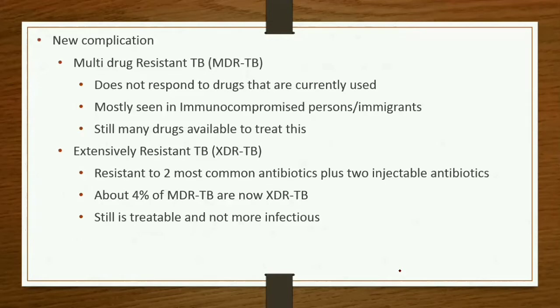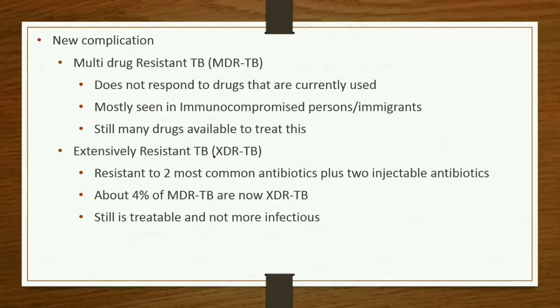In tuberculosis, new complications are found. The first one is multi-drug resistant TB. That is, we take a number of antibiotics but the patient does not respond properly and the disease is not cured. So multi-drug resistant TB does not respond to the drugs that are currently used. It is mostly seen in immunocompromised persons and immigrants, and still many drugs are available to treat this.